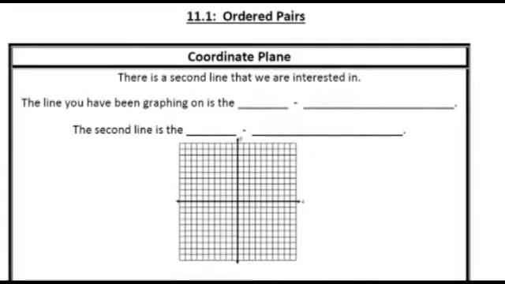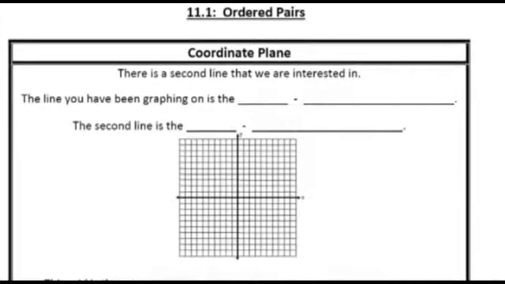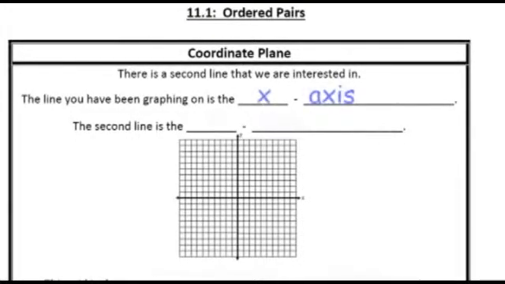Welcome to 11.1, ordered pairs. Before we can plot these points, we need to see where we're going to be plotting the points. Up to this point, we've only plotted on the number line. We've plotted values, we've plotted inequalities on the number line. That line is referred to as the x-axis. Now there's another line, it's going to be the y-axis.